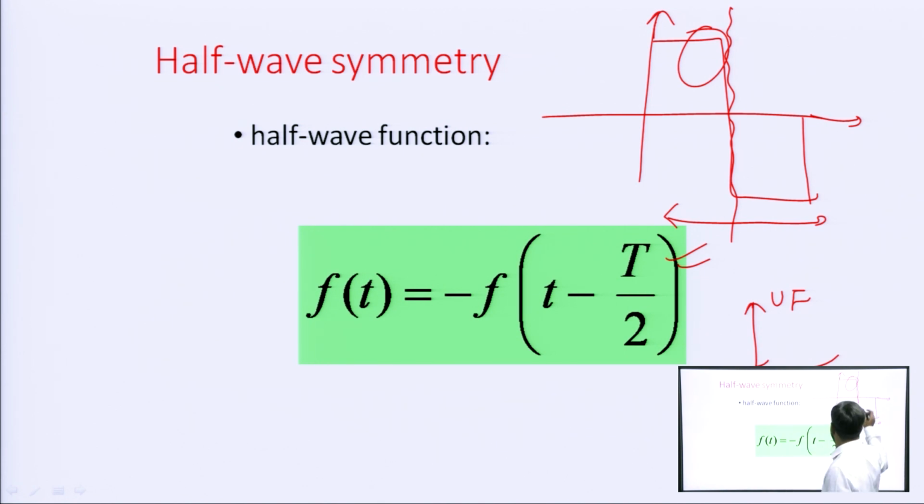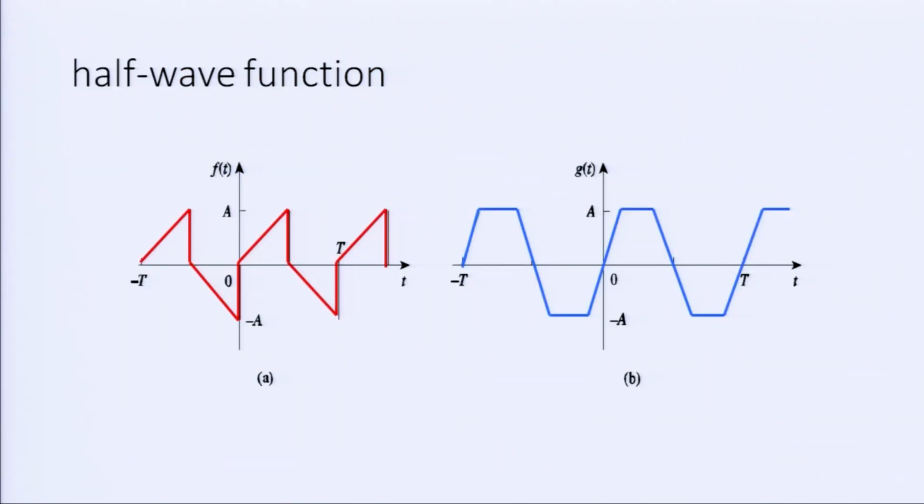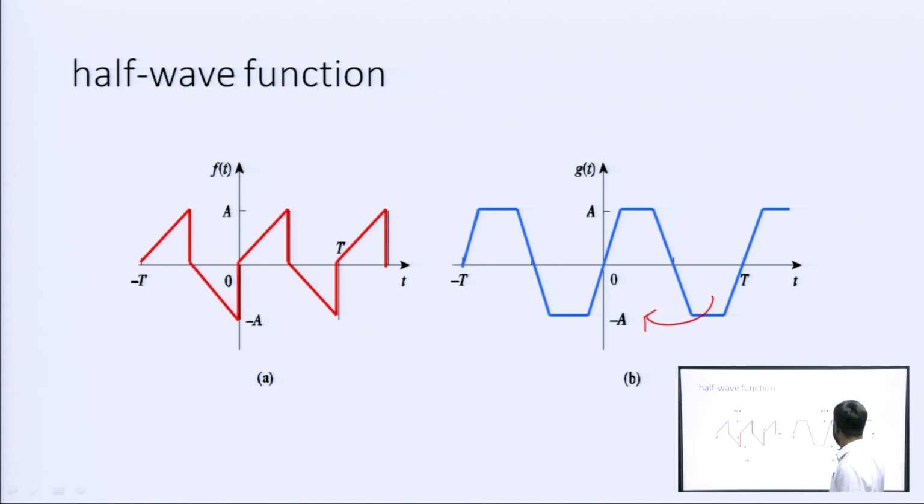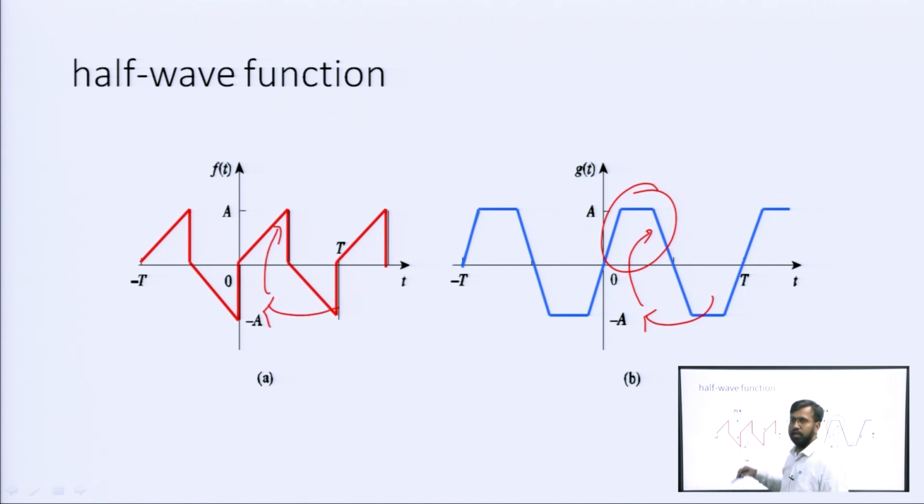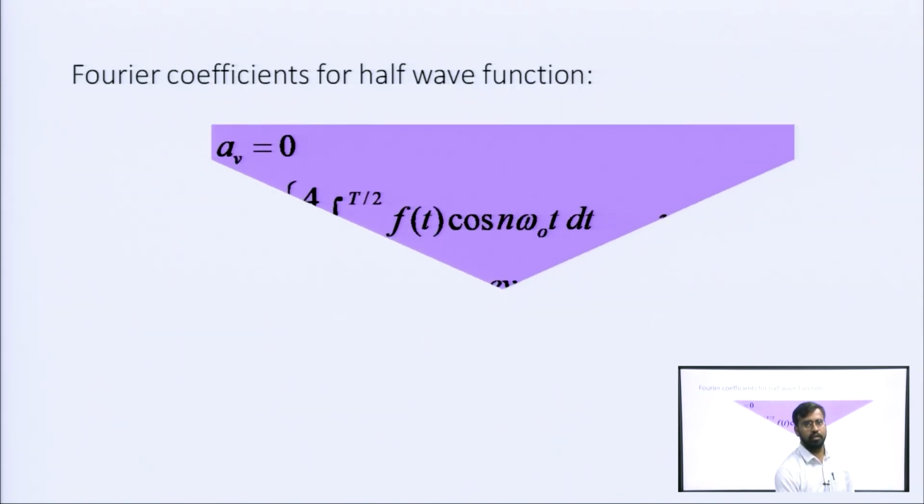Divide the signal into two halves, and you have to do left folding, then upward folding. If you are getting the same signal, then it is called half wave symmetry. See, again, fold it to the left, then fold it upward, you will get again this value. Fold it to the left, fold it up, you will get the same shape. So, that is basically half wave symmetry.